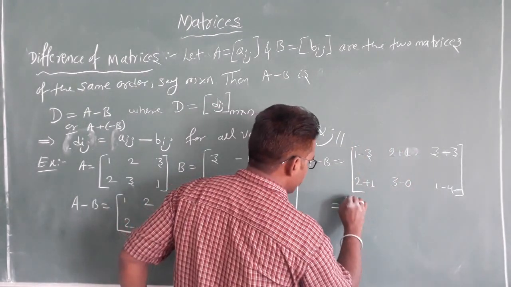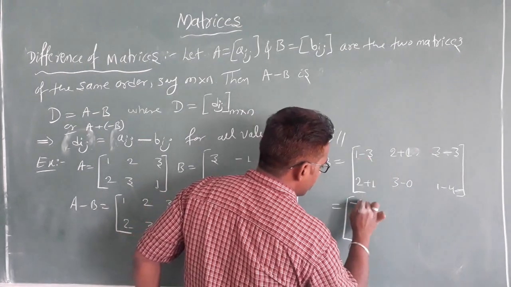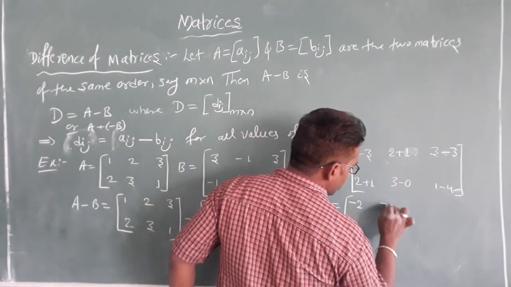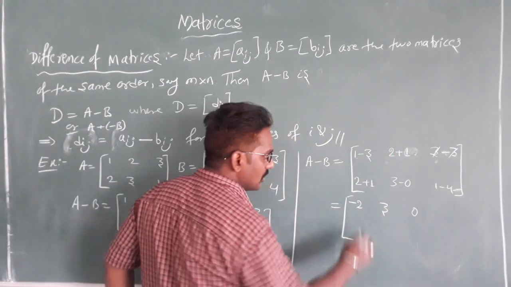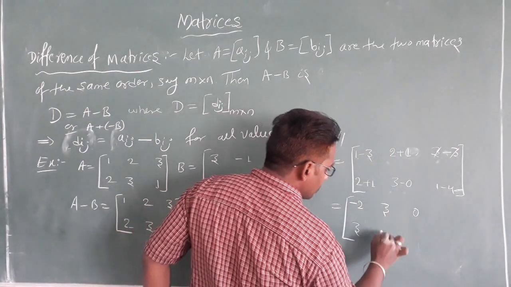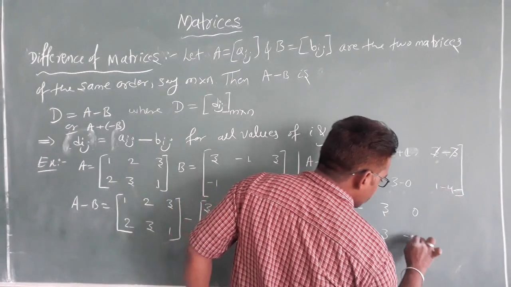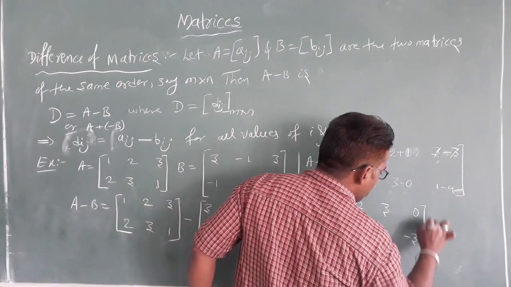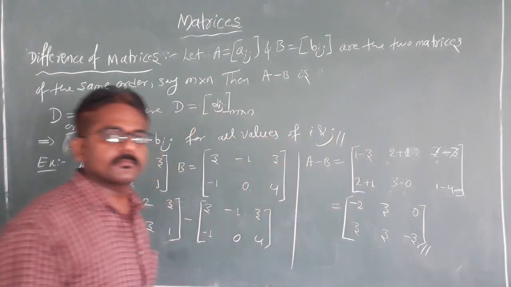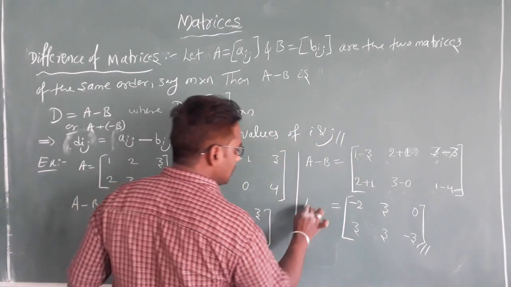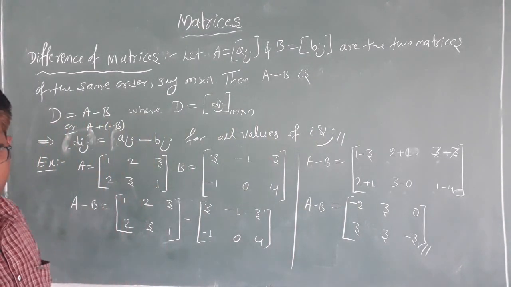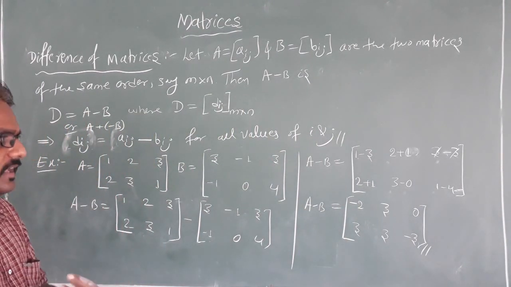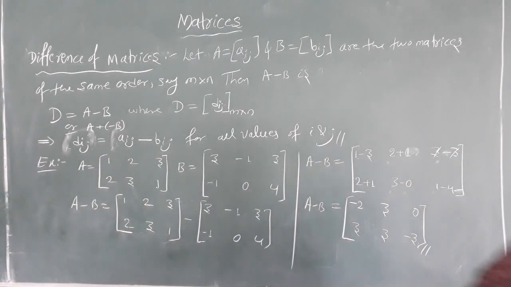So this is the value. 1 minus 3, that is minus 2. 2 plus 1, that is 3. 3 minus 3 gets cancelled, we get 0. 2 plus 1, 3. 3 minus 0, 3. 1 minus 4, that is minus 3. This is the A minus B matrix. Okay, note it down, students.